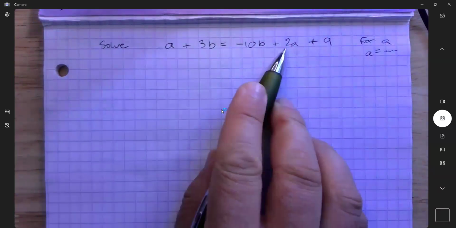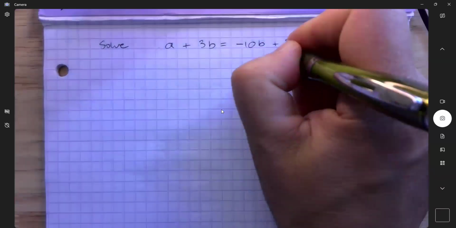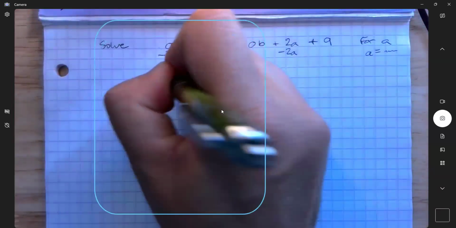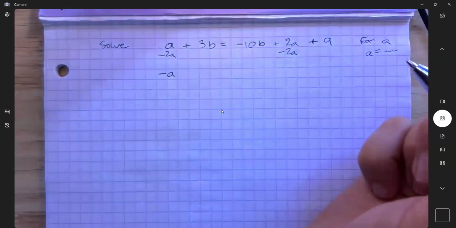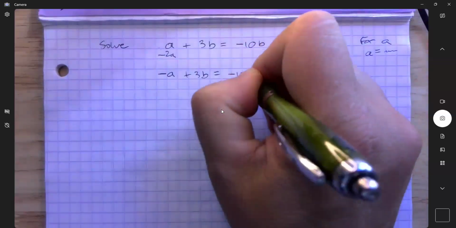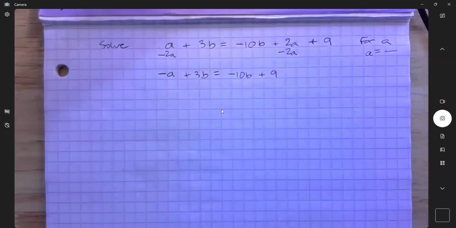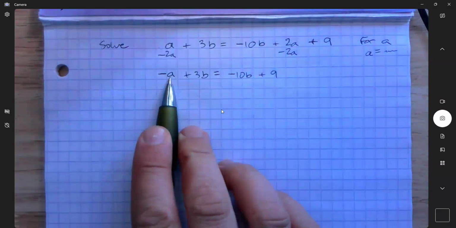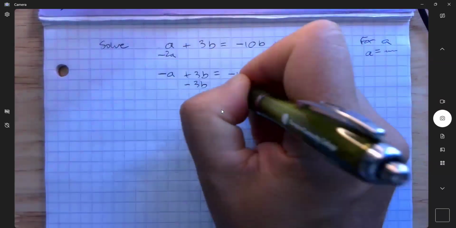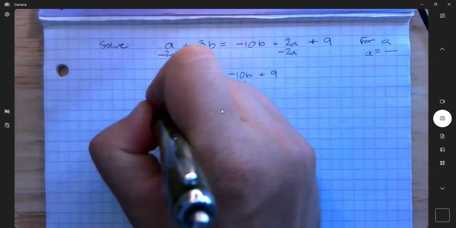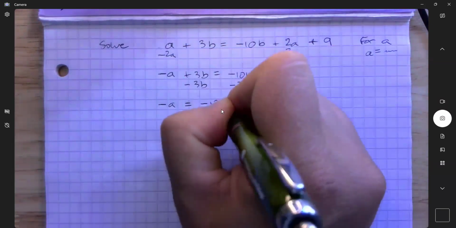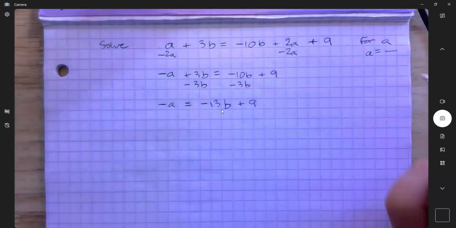To do that, I'm going to collect all the a terms. So let's subtract 2a from both sides. And I get negative a, because a minus 2a is equal to negative 1a. Negative a plus 3b equals negative 10b. That cancels, plus 9. Now I'm going to get everything that's not an a over to the right side. So I'm going to subtract 3b from both sides. And I get negative a equals negative 10 minus 3, which is negative 13b plus 9.